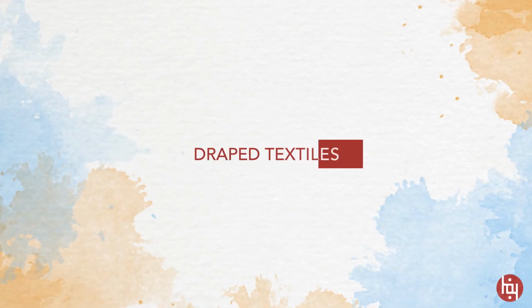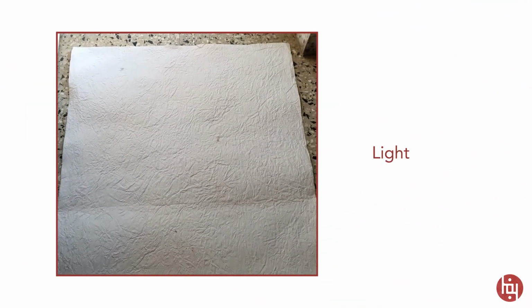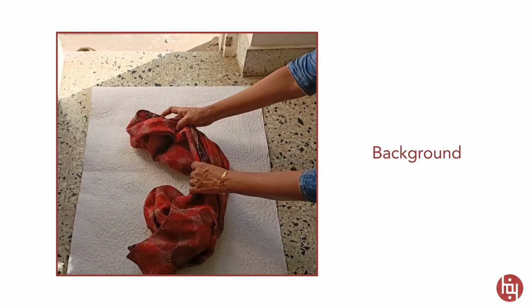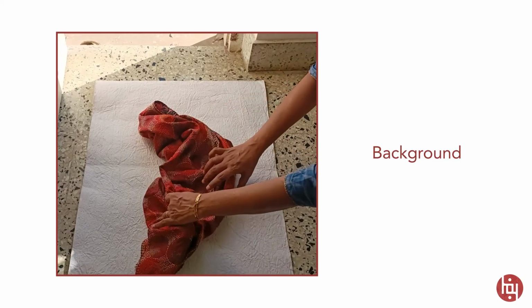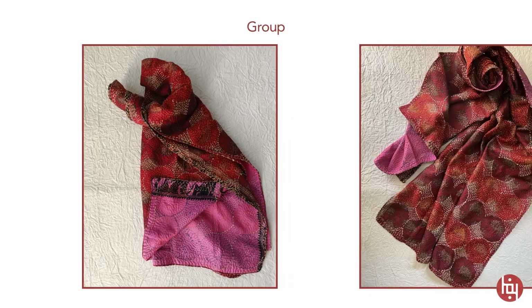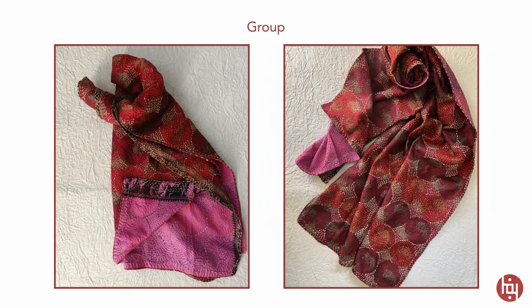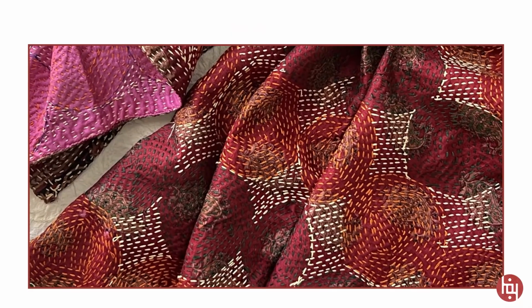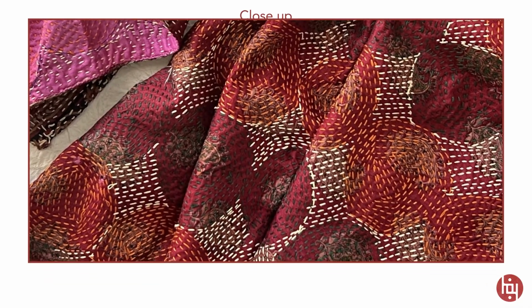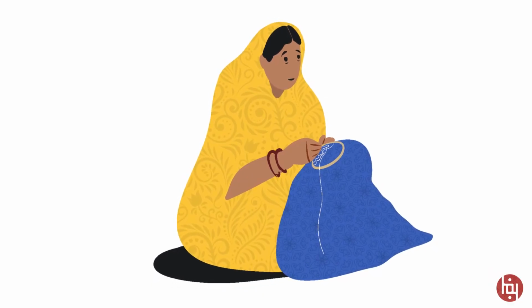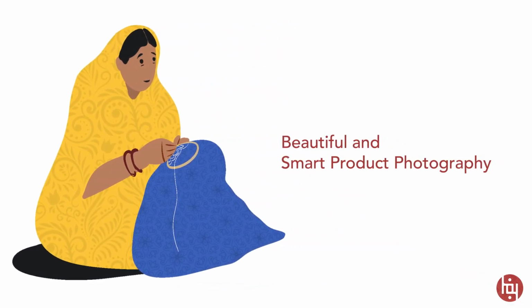To sum it up, when shooting draped textiles, first find a spot with enough natural light. If a good background cannot be found, prepare a simple one. Then, get creative with your arrangements and drapes. Click pictures from different angles to show all the details of your product, from full-length pictures to close-ups. And that's all you need to sell your products to customers using beautiful and smart product photos.